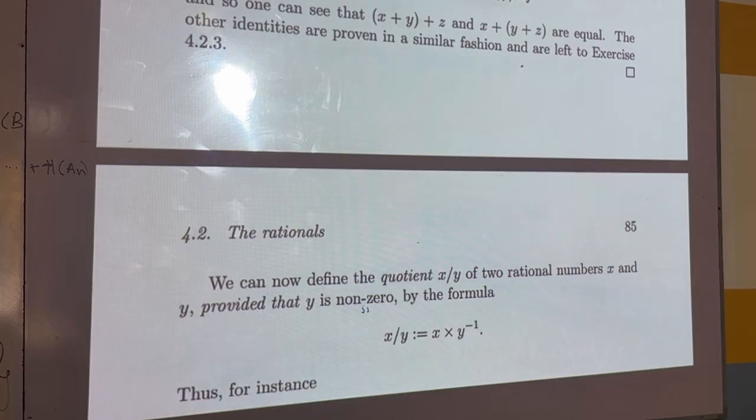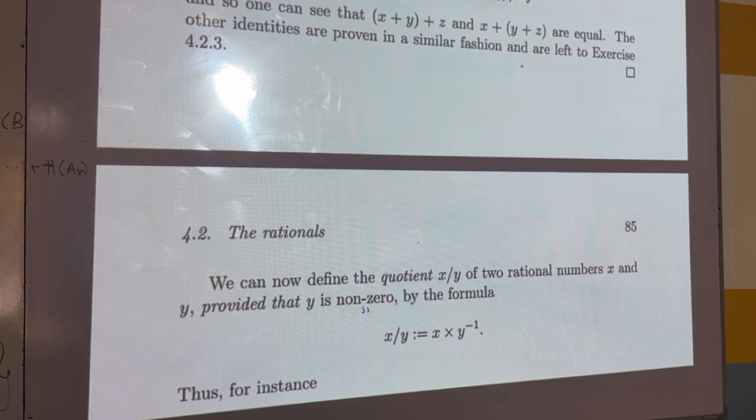We can now define the quotient x over y of two rational numbers x and y, provided that y is non-zero, by the formula. This is the definition. x is a rational number, y is a rational number. If y is a rational number, you know the reciprocal of y, what it is. Then x slash y is x multiplied by y inverse.